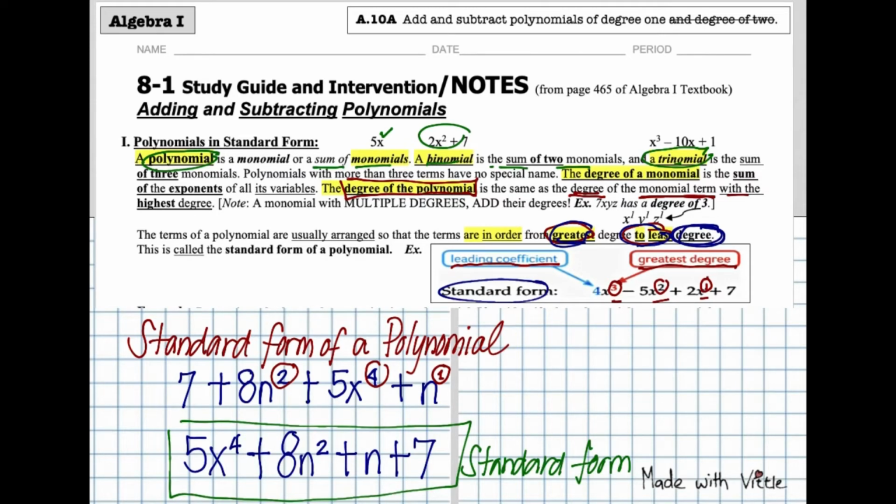Now it's written in standard form. Why? Because look at the exponents. They are now from greatest to least. And since 7 is a constant and it doesn't have any variable, it should be written last at the end.